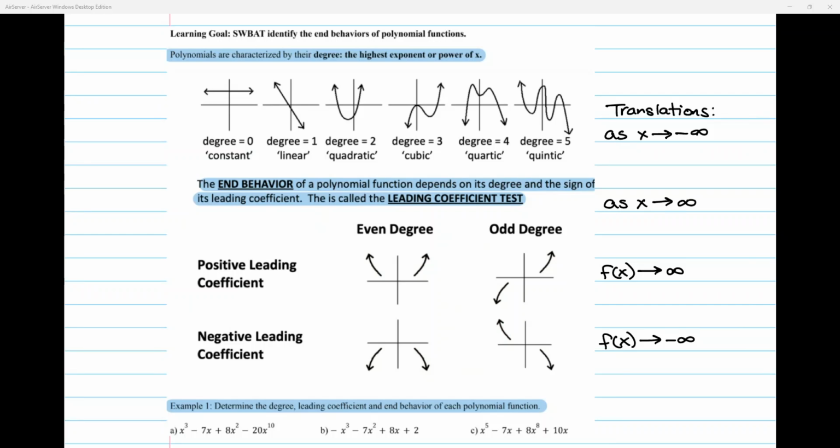So even degree, I'm going to do this in green. If it's an even degree, they're going to both point up. If it's an odd degree, it's going to start pointing down and it's going to end pointing up. That's assuming your coefficient is positive. But if your first coefficient is negative, then it's going to do the exact opposite, so the stuff's going to flip. Instead of both pointing up, they're going to both point down. Instead of pointing down then up, it's going to point up then down. Okay, the negative just completely flips whatever's happening.